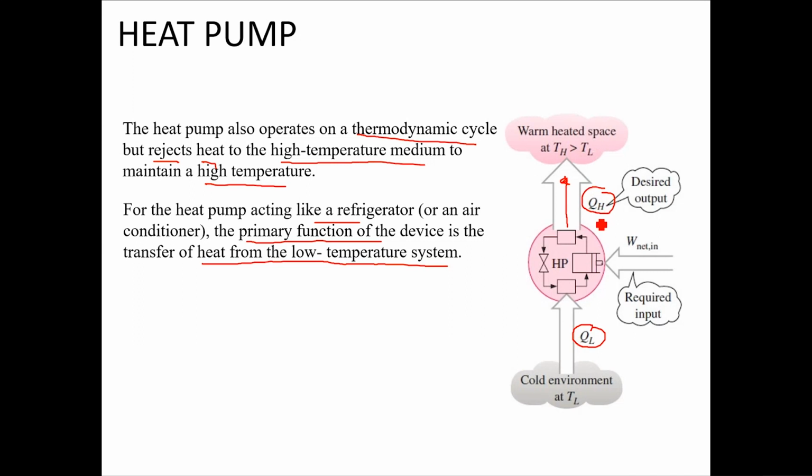So QH becomes the desired output for you. The work net in essentially remains the same. It is the work of the compressor. This essentially remains the same. The essential thing becomes how could you extract maximum heat out of the heat pump? Is it clear? Is the point clear?